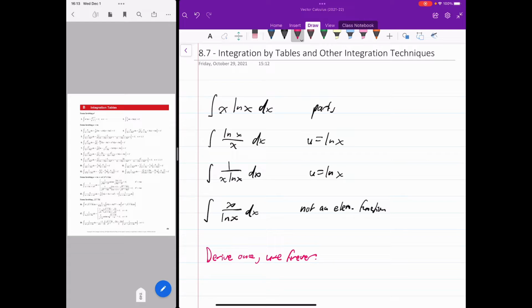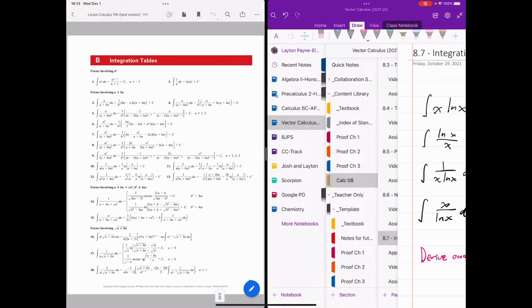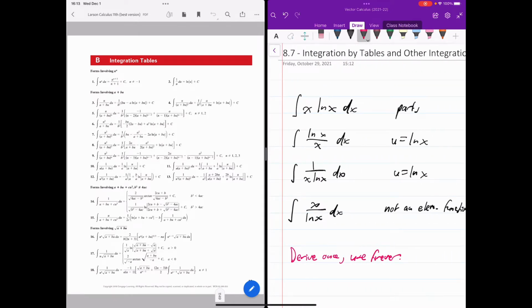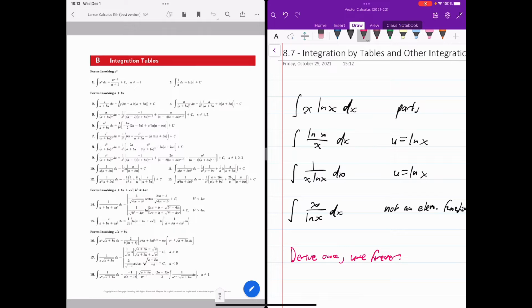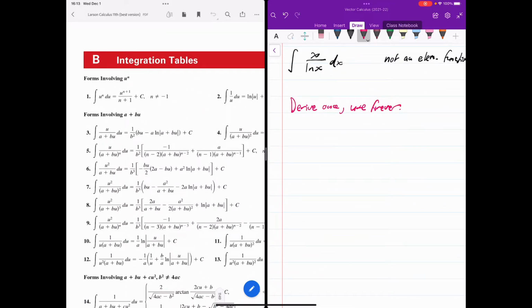And these tables are not necessarily as straightforward as you think they are, but these tables occur in the back of your book in a section called Appendix B. I have duplicated this section underneath this in OneNote so that you can have just a straight-up copy of it. You don't have to memorize anything on here. It is rather lengthy. You can look at the table organization and see that there are forms involving, well, I'm going to kind of write some of these down here. But you have different forms that occur, forms involving u to the n, a plus bu, and so forth.